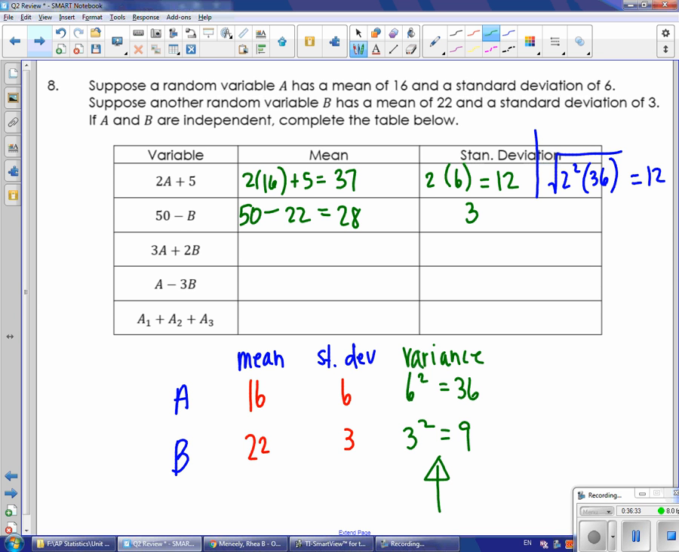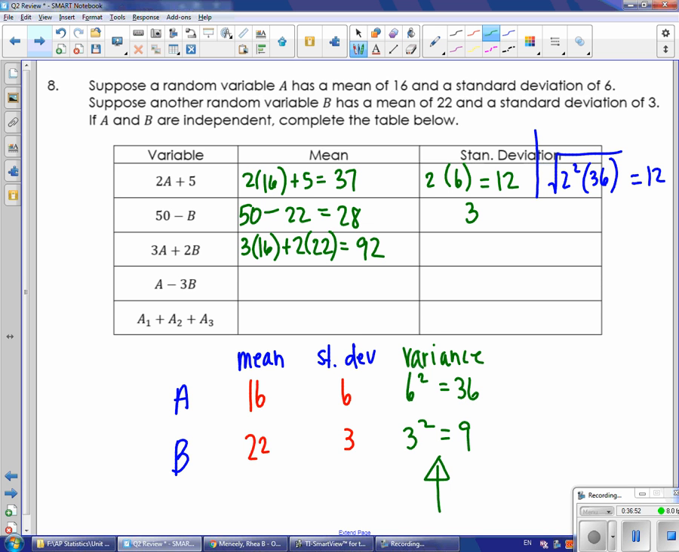And the next one, now I'm required, because I'm dealing with a and b and I'm combining them, to work with my variance. So to find the mean, I'm just going to take 3 times the mean of a, plus 2 times the mean of b, which is 22. And when I perform that operation, I get 92.